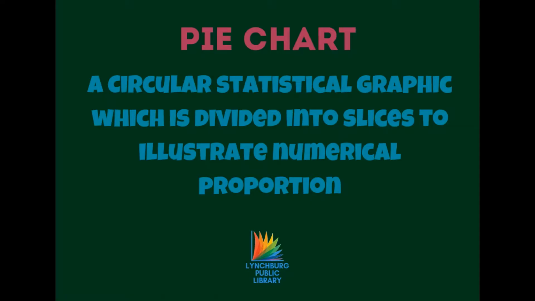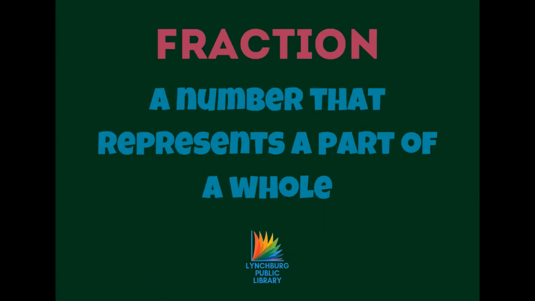A pie chart is a circular statistical graphic which is divided into slices to illustrate numerical proportion. In a pie chart, the arc length of each slice is proportional to the quantity it represents. A fraction is a number that represents a part of a whole.